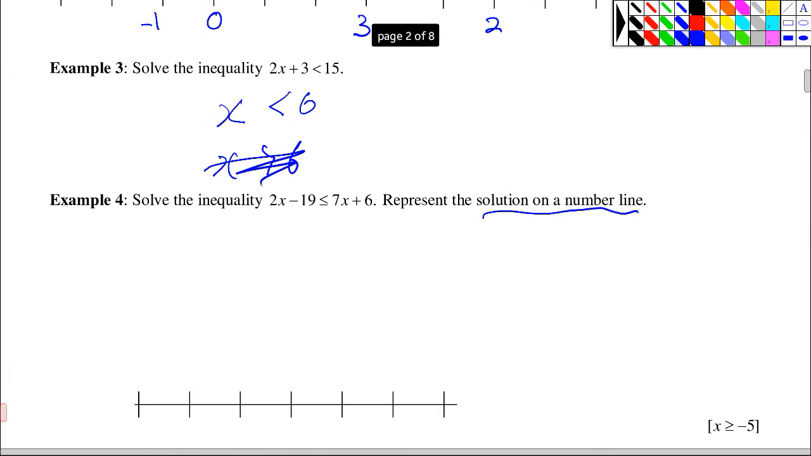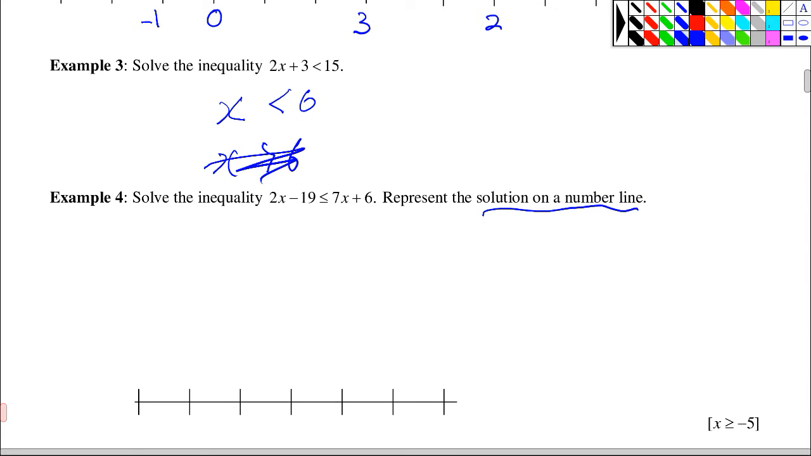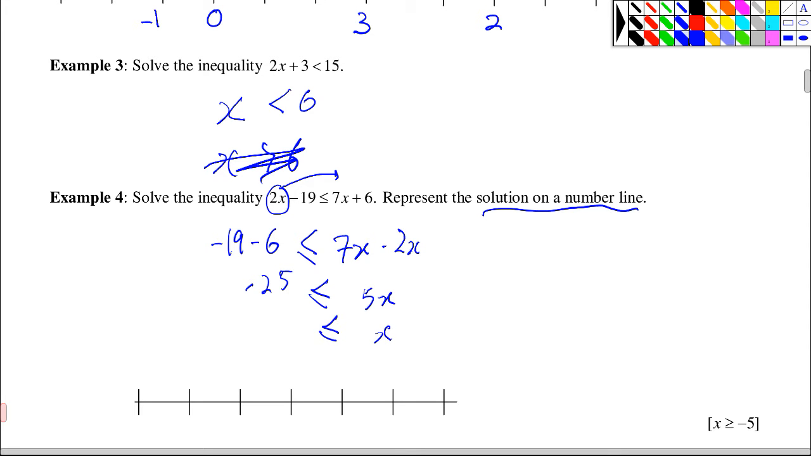Okay. Do I always shift the X to the left? No need. I can shift wherever I want. So sometimes I will shift it to the left, sometimes I will shift it to the right. I'll show you shifting it to the right. So you bring this to the right, you have 7x minus 2x, negative 19, negative 6. 5x more than or equal to minus 20, so 25. X more than or equal to negative 5.